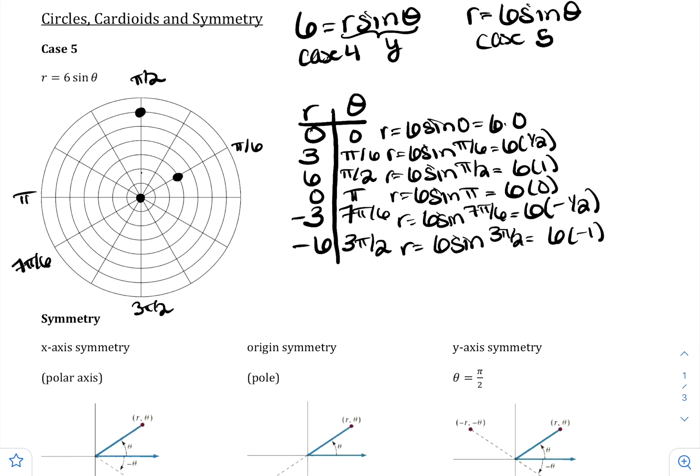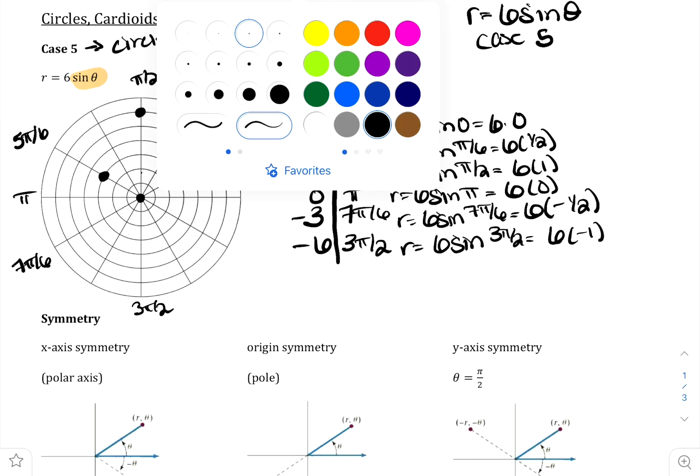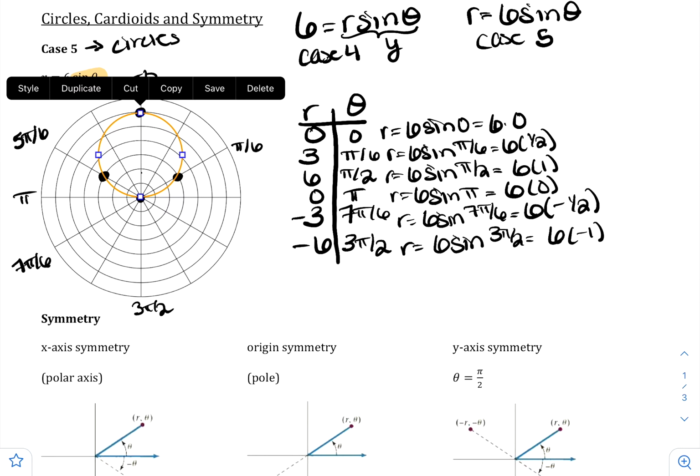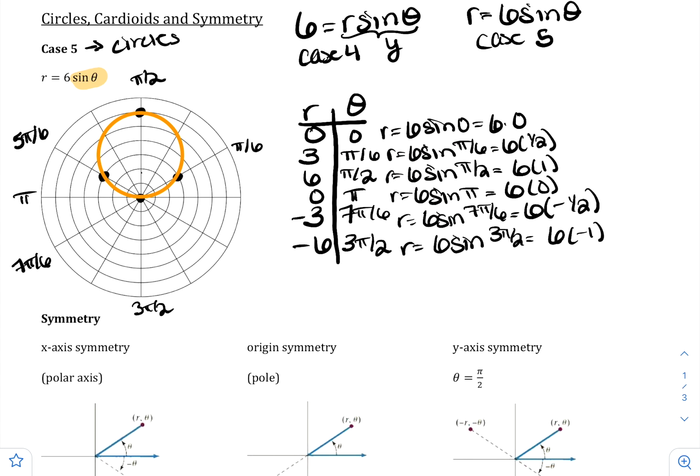Something I'm going to show you after in terms of symmetry: because your function has sine in it, you're going to have y-axis symmetry. So that point at pi over 6 is going to mirror at 5 pi over 6. And I'm going to explain why after. That might be a little bit hard for you to see what this is going to be, which makes total sense. But this type, case 5, are going to be circles. Maybe you figured it out by the name of the PDF. So here we have a circle. Perfect. I'm going to make it a little thicker, and there it is.